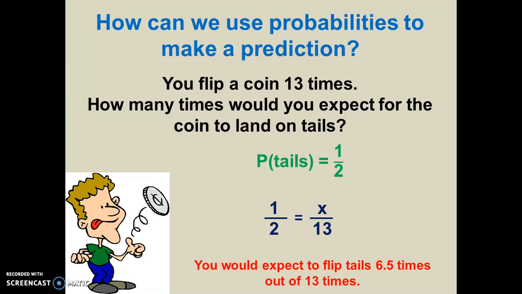It's kind of like the mean of a data set. Sometimes the mean is not an actual number that's in your data set, and that's okay. It's used to show us what should happen in theory. And so again, it's okay to leave it as a decimal.